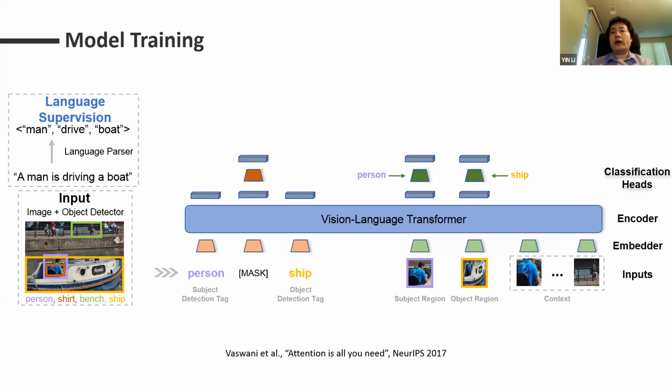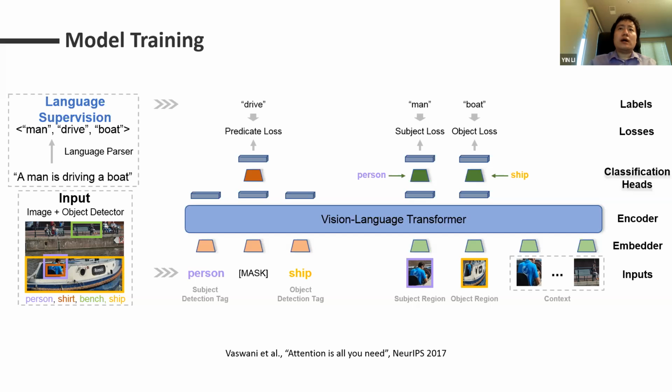On the other side, we have input visual features from the path regions and also contextual features from the rest of the images. And now what we're going to do is ask this model to fill in the gap of what is a predicate here. The ground truth predicate is given by this assignment process. So here we just assume it's going to be drive, even though this can be quite noisy. And then we're also going to ask this model to output the subject and object in the sentence.